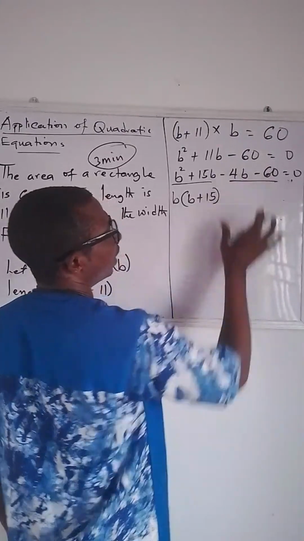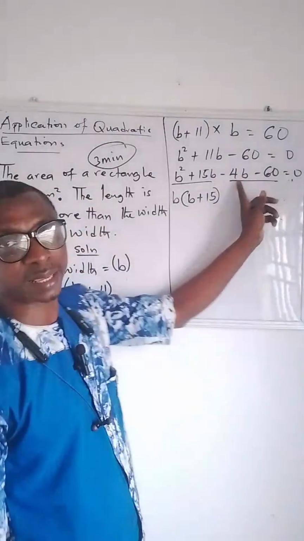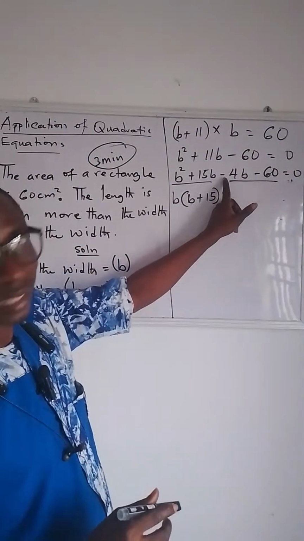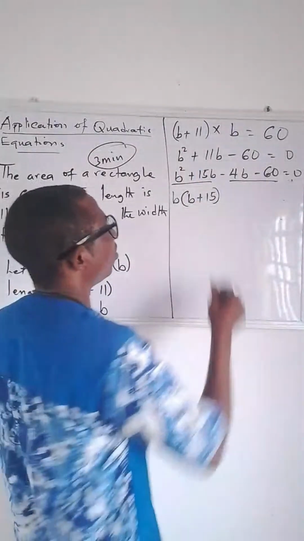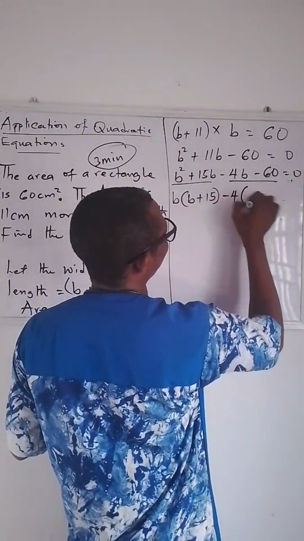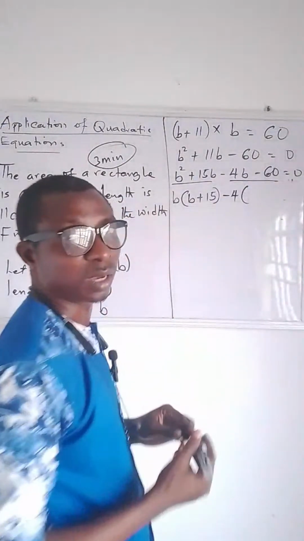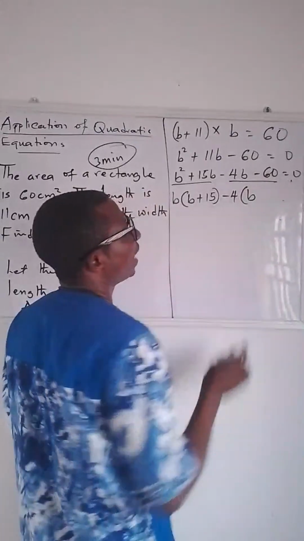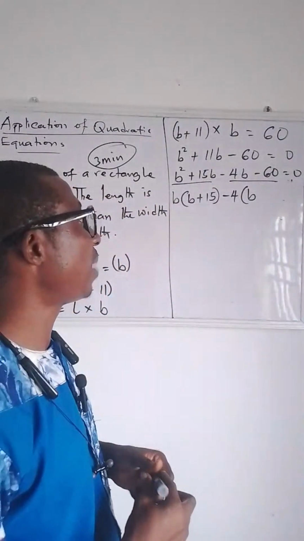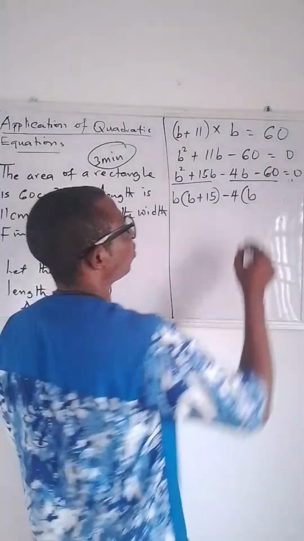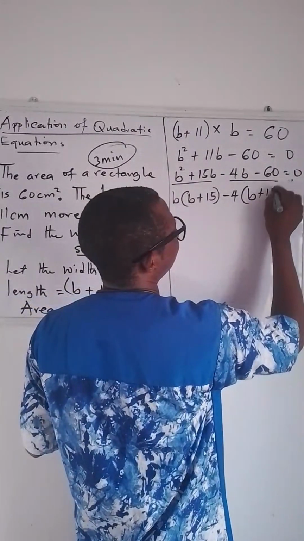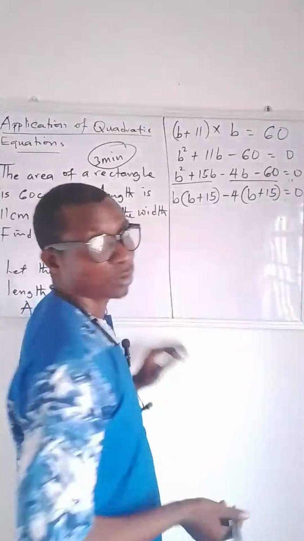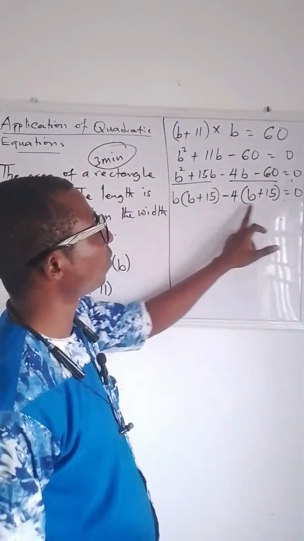Now let's look at this pair. What is the common factor here? That is minus 4. Remember the sign here. I told you. So you factor out minus 4. When you divide minus 4b by minus 4, you have b. Now divide minus 60 by minus 4. What do you have? You have plus 15, because minus divided by minus gives you plus, and 60 divided by 4 is 15.